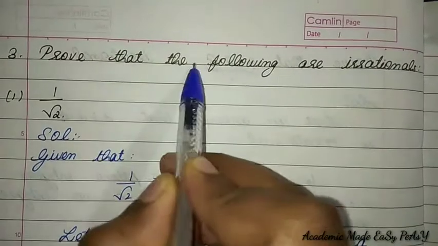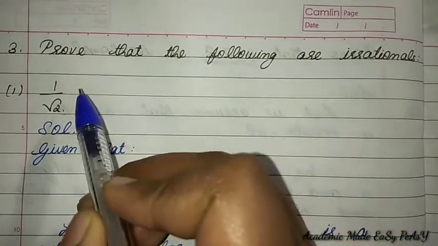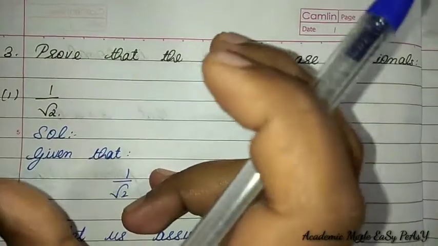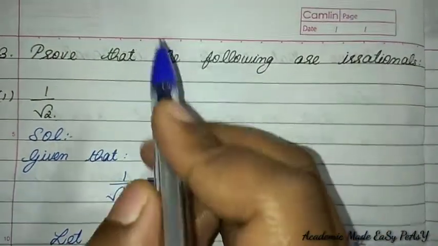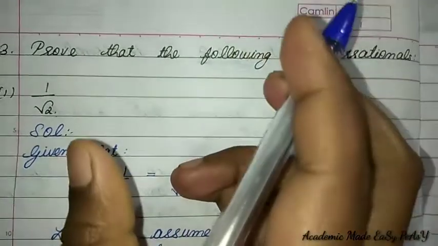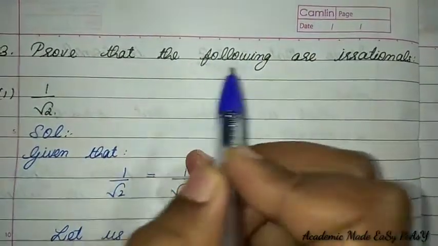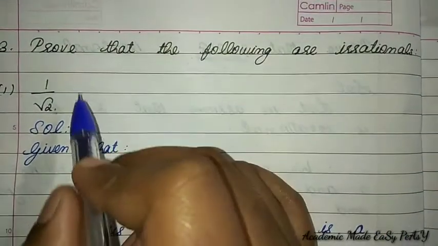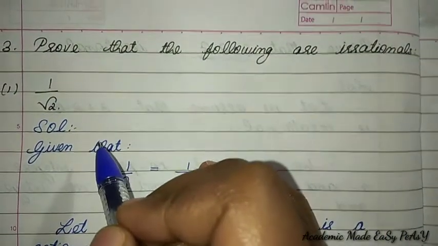Question 3. Prove that the following are irrationals. So till now we were learning about only irrational numbers, that is root 5, or else the sum, like 6 plus 2 root 2, which we learned in the previous sum. So here it is given in the fractional form. So now let's see how to do it.